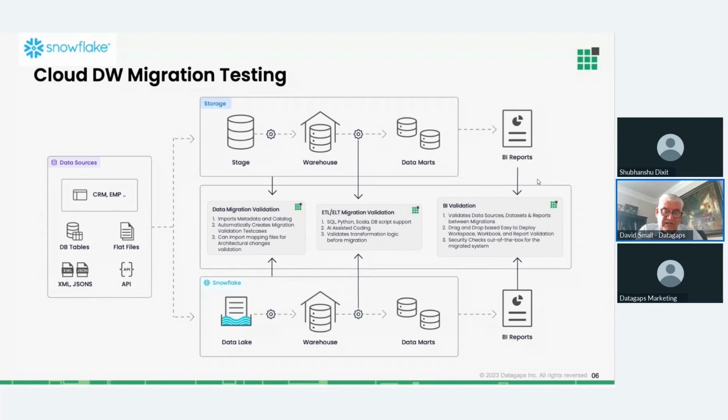Or if they're a little bit different, we'll point out the deltas between that at a data level or at the graphical level by doing a pixel-to-pixel comparison. So those are some high-level areas that we help in the data migration projects.